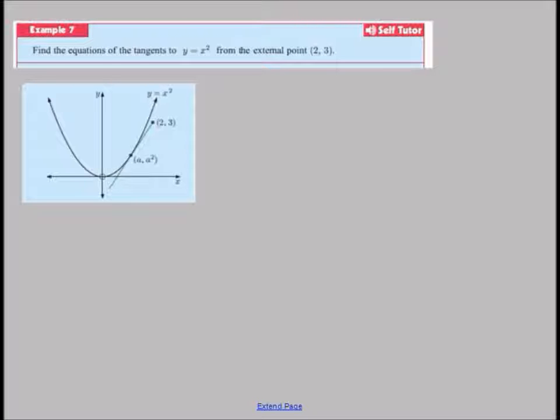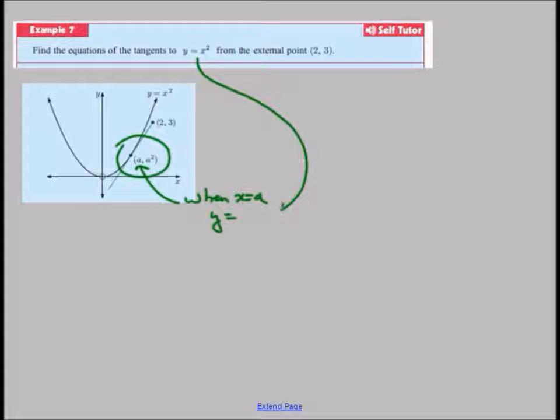Okay, so we're going to make up some point that is on the curve, and we'll call that x-coordinate a. So when x equals a, y from our equation equals a squared. That gives us a point of contact, (a, a squared), that actually is on the line and forms a straight line with (2, 3).